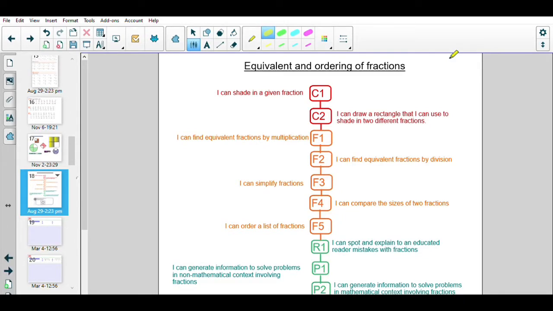This unit is about equivalent and ordering of fractions. In this video, I'm going to explain how to draw a rectangle that can be used to shade in two different fractions, compare the size of two fractions, and order a list of fractions.